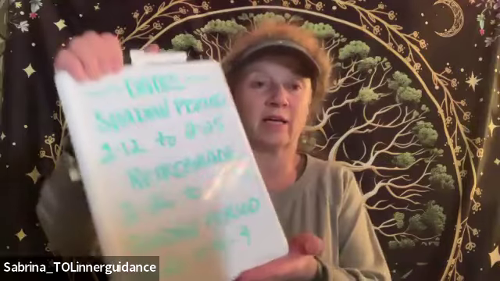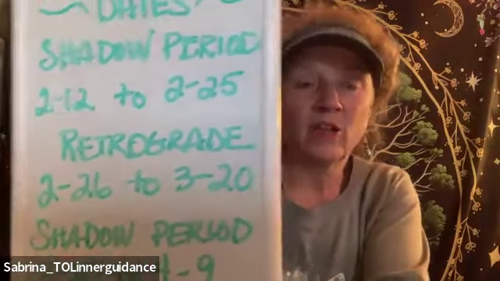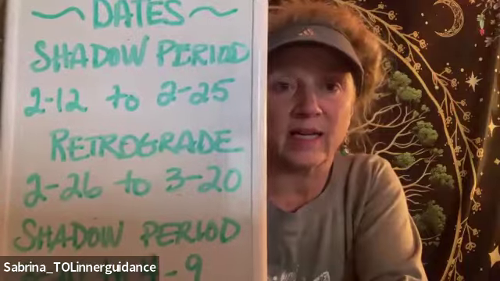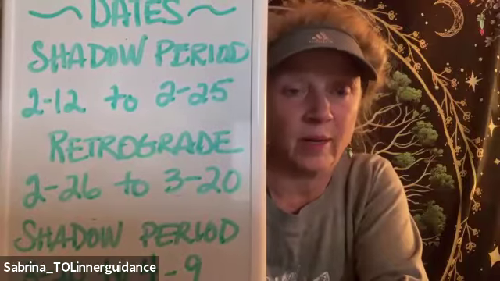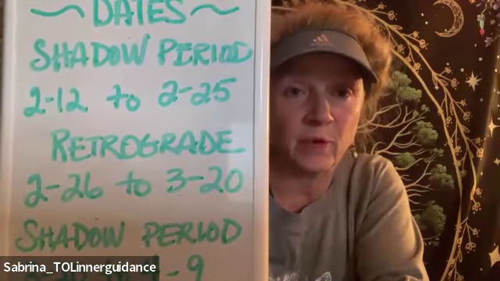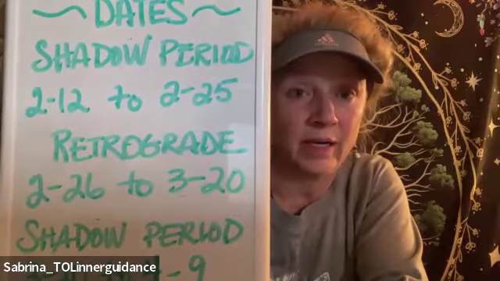Mercury goes retrograde at 26 degrees of Pisces. By the time it stops going backwards, it's at 8 degrees of Pisces. So, what the shadow period is, let's take a look at these dates. The shadow period is from the 12th of February till the 25th of February. So, we're in that shadow period.